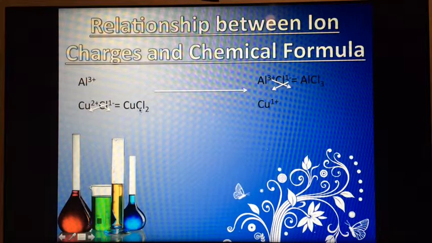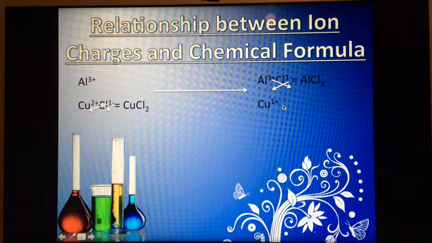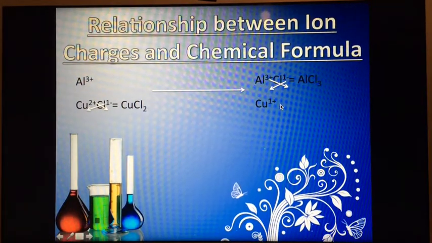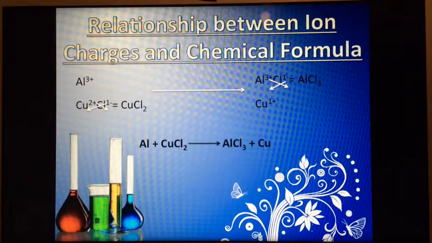But there's a 2 shown, which creates CuCl2. And now Al has a charge of 3, so it drops down to the chloride, and the 1 negative does not get shown once again. So AlCl3, and copper has a charge of 1+, so it's not even shown. So our overall chemical formula with the ion charges is Al plus CuCl2 forms AlCl3 plus Cu.